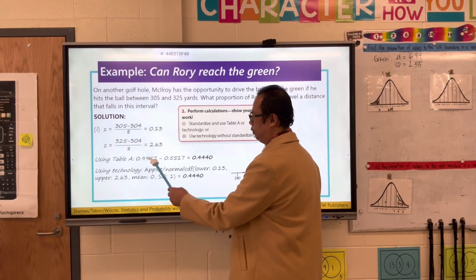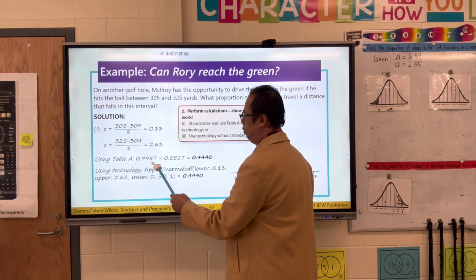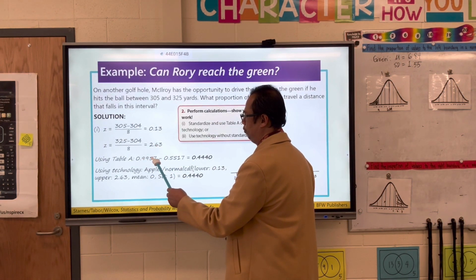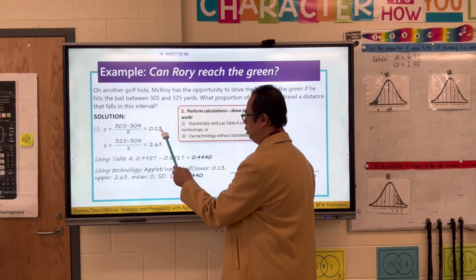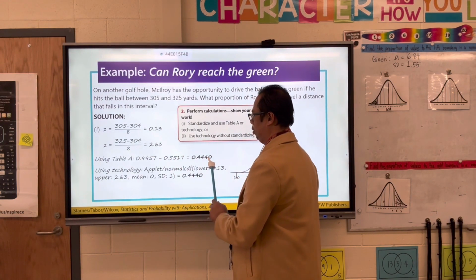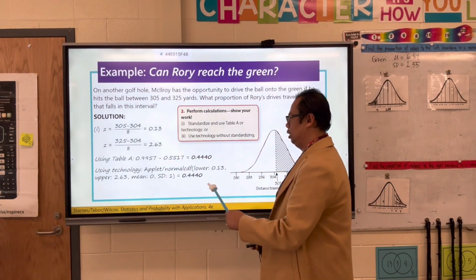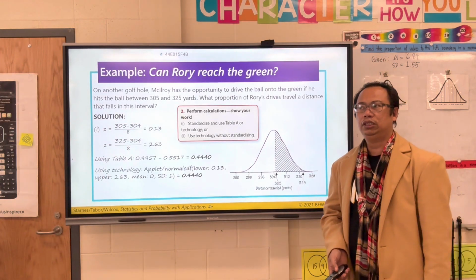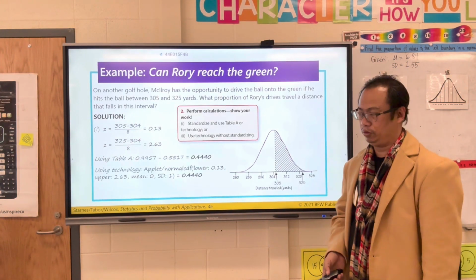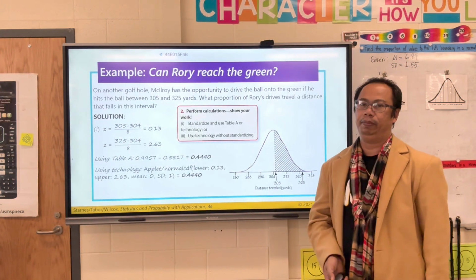By the way, we get this first. So this will be here, 2.63. We get it from the table. And then 0.13, we get this from the table. And then we got that. So we subtract it. Then we got 0.4440. The same as in applets.